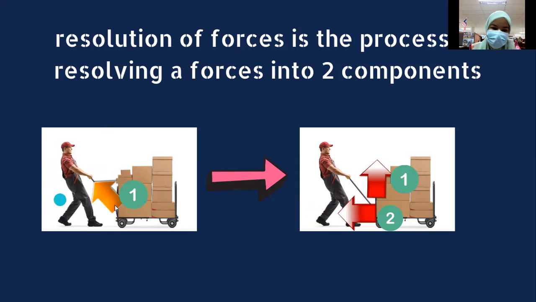The same goes for this example. Example number one: here is a man pulling a trolley full of boxes. We can see the direction of the force is upward, but looking at the resultant force, what happened to the trolley? The trolley will move to the left. That is what happened at the end of this process.